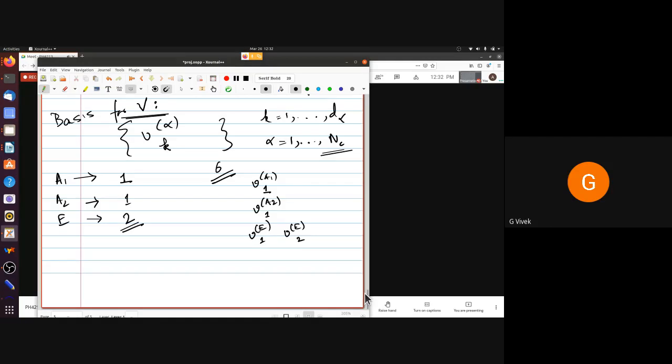You have 2 copies of E, right? Exactly. You have 2 copies of E. That means in addition to VE1, VE2, there will be 2 more basis vectors. Let's call them V prime E1, V prime E2.